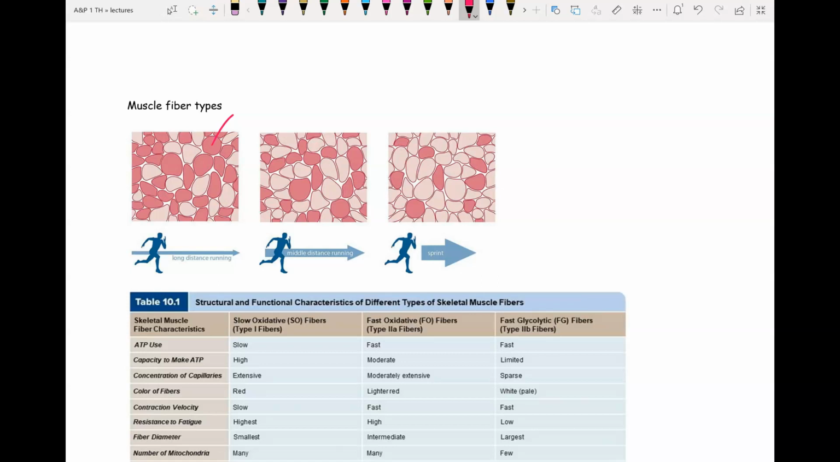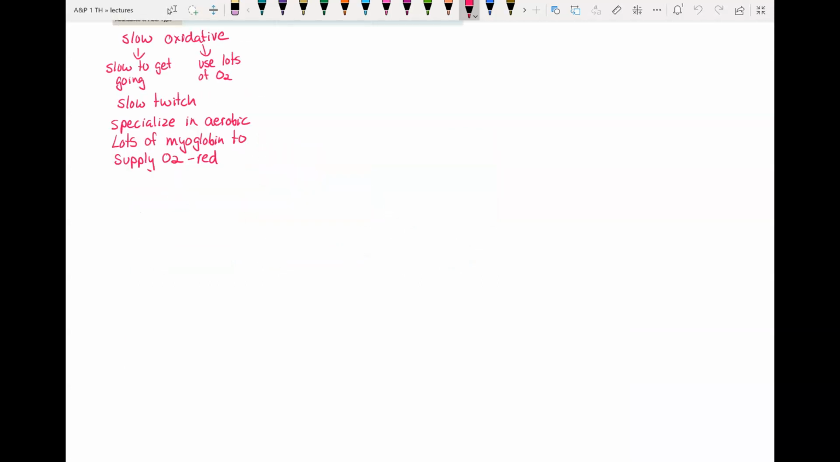And since they use a lot of oxygen, they also have lots of mitochondria. So these fibers are using lots of oxygen, lots of mitochondria, and making lots of ATP. So they are fatigue resistant. This means they don't get tired easily. They can keep working for a long time.